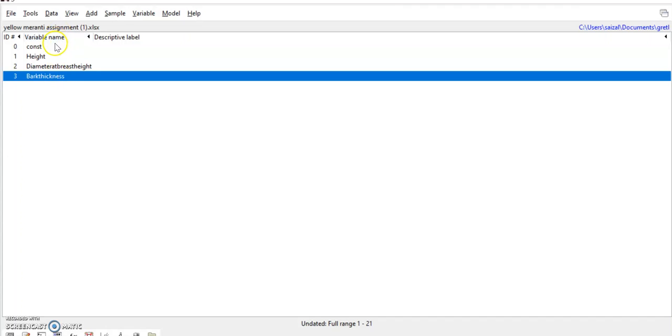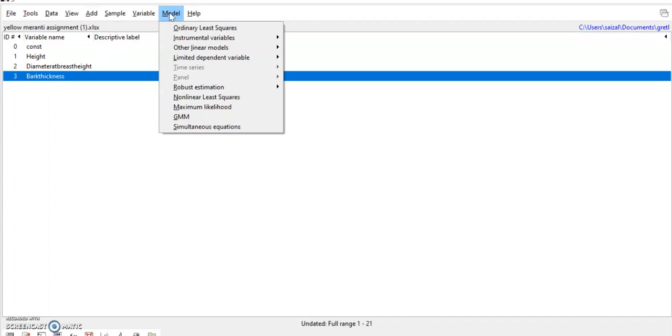After that, we also have constant. Okay, constant representing the point where the regression line intersects with the height of Yellow Meranti. In other words, the constant term represents the height of Yellow Meranti when diameter and bark thickness are at 0.